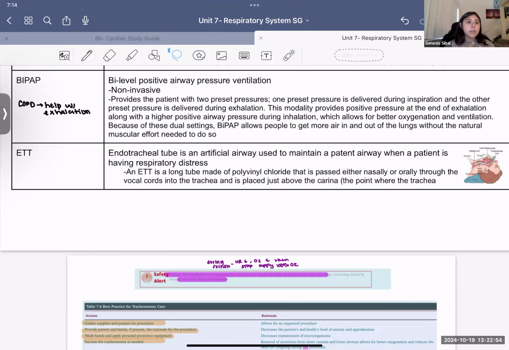Like with COPD, we know they have higher CO2. So this is to help with that exhalation, to go against the pressure that's happening when they're just breathing on their own, because it's hard for them to breathe off because of the pressure happening with inspiration and exhalation. So that's why we give them BiPAP, so it's able to help breathe out that CO2 as well as make sure that they're also being properly oxygenated on the way in.